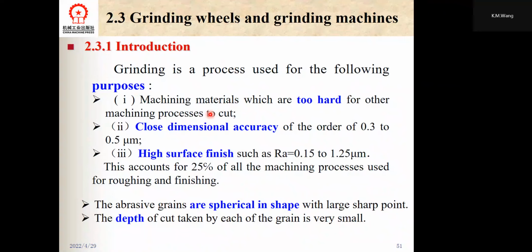The cutting speeds employed are also high. As a result, the chips produced are very small and red hot. They often get welded easily to the abrasive grain or to the workpiece. Thus, the grinding process is a very inefficient one compared to the conventional metal cutting processes. The depth of the cut taken by each of the grains is very small.